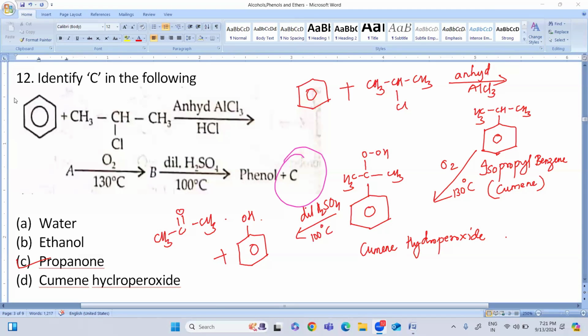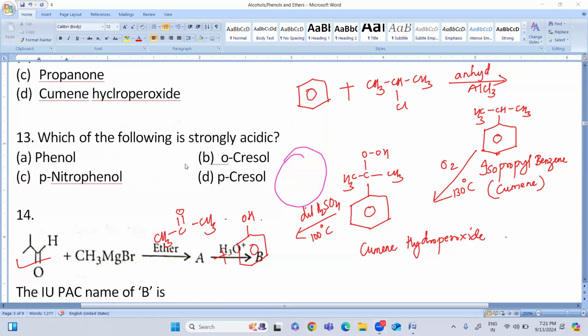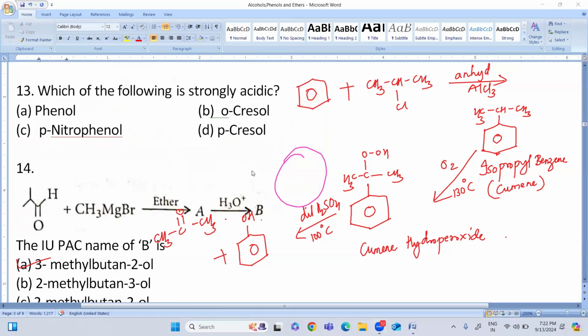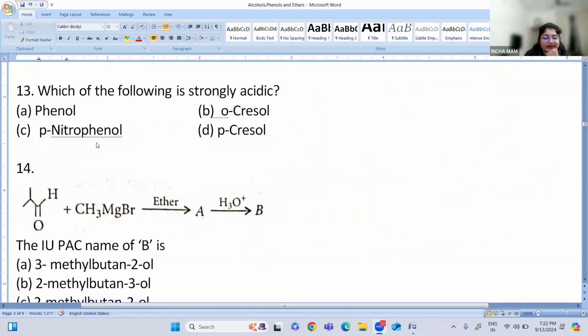Okay, fine. Last question. Which of the following is strongly acidic? A. Phenol, B. Orthocresol, C. Paranitrophenol, and D. Paracresol. Strongly acidic means what? Electron withdrawing groups, right? They will decrease the electron density, and thus there will be an increase in the acidic strength.